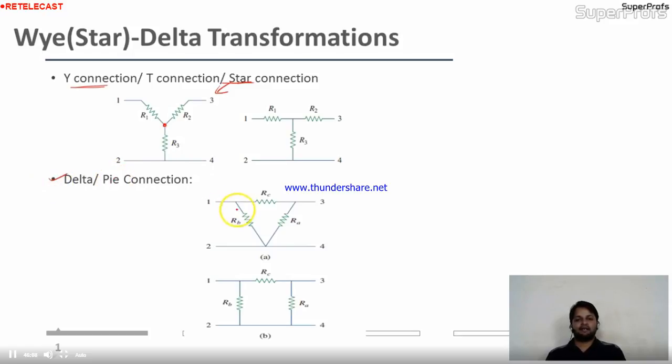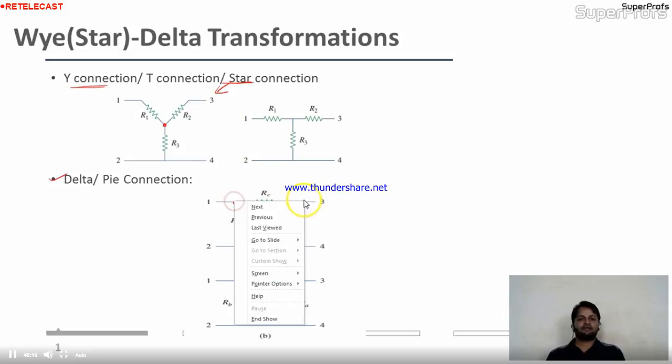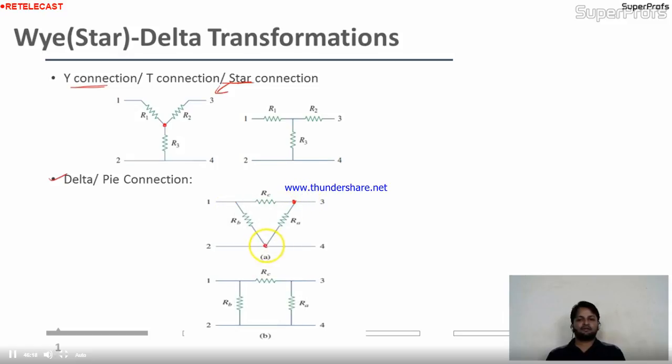Delta or pi. If three resistances RC, RA and RB are connected in this way with three different points, we call it a delta connection. We call it the pi also, because if I stretch this, it will become pi. So if we have a star connection, we can convert it into delta, and if we have delta, we can convert it into star. See the formula for that.